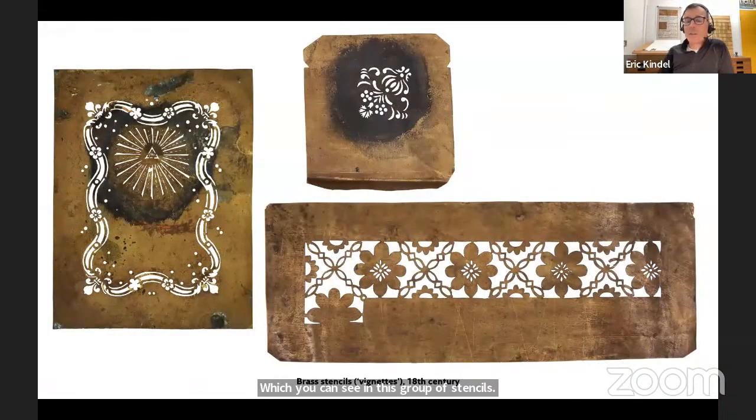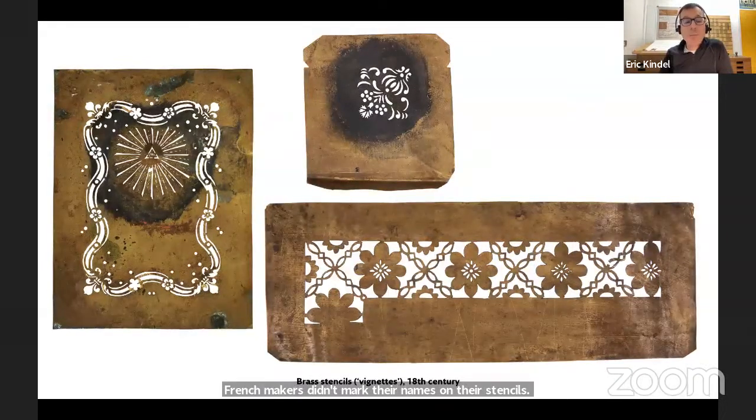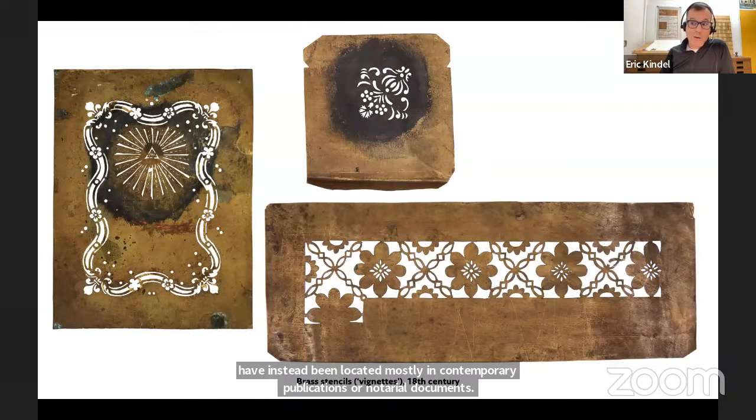And also in these, which were generally known as vignettes. Unfortunately, it's difficult to attribute individual stencils to known makers. This is because almost without exception, early French makers didn't mark their names on their stencils. Names have instead been located mostly in contemporary publications or notarial documents, but without providing any tangible links to artifacts.